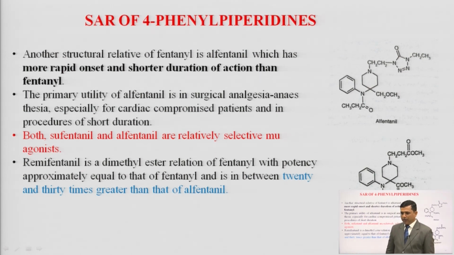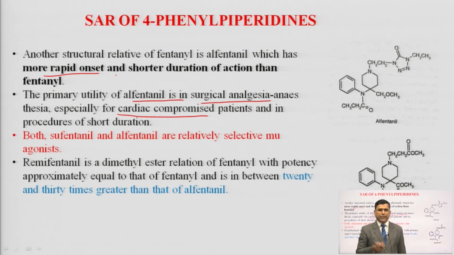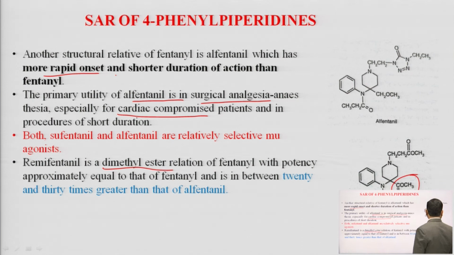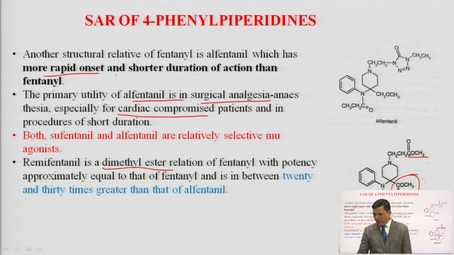The next are alfentanil and remifentanil. They have more rapid onset and shorter duration of action than fentanyl. The primary utility of alfentanil is in surgical anesthesia. We use it in surgical anesthesia, especially for cardiac compromised patients. Both sufentanil and alfentanil are selective towards the mu receptor. It acts as a mu agonist. Remifentanil is what? This is the structure of remifentanil, and it is a dimethyl ester, COOCH3, with potency approximately equal to that of fentanyl.